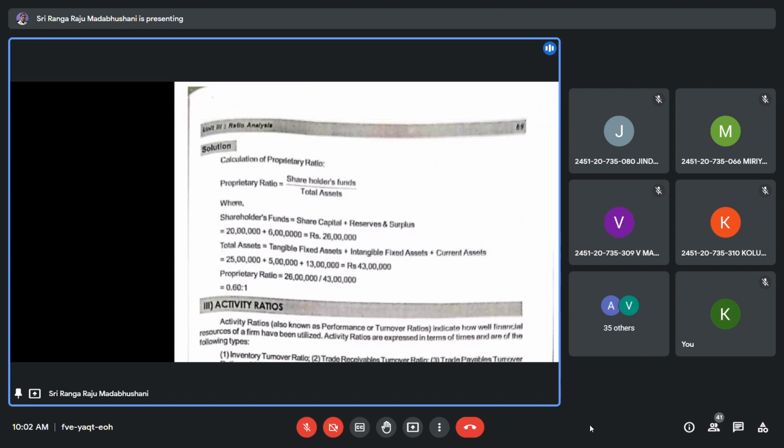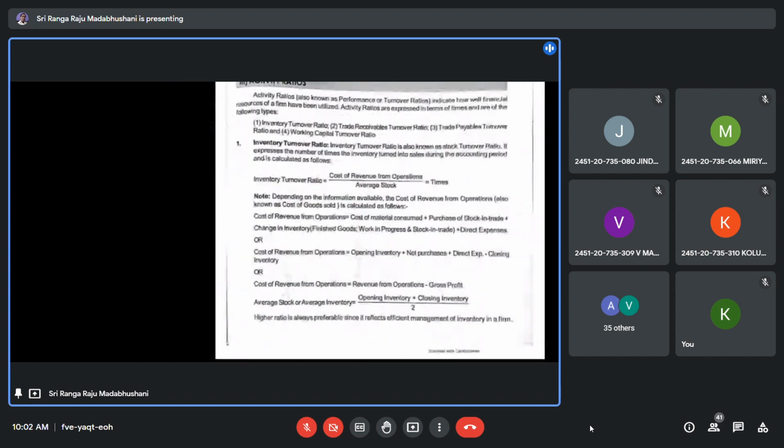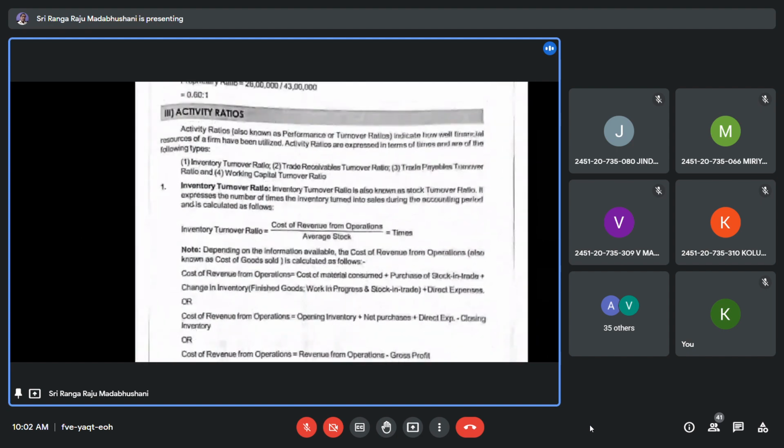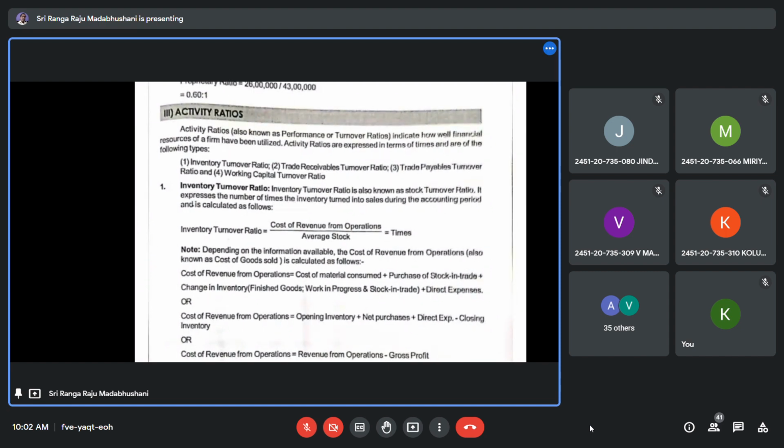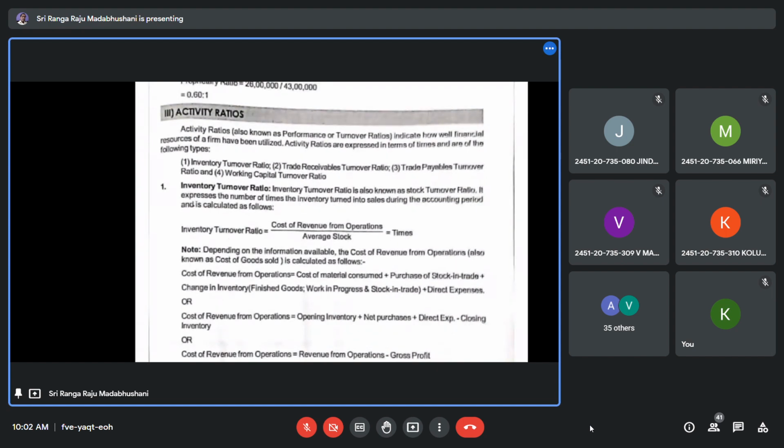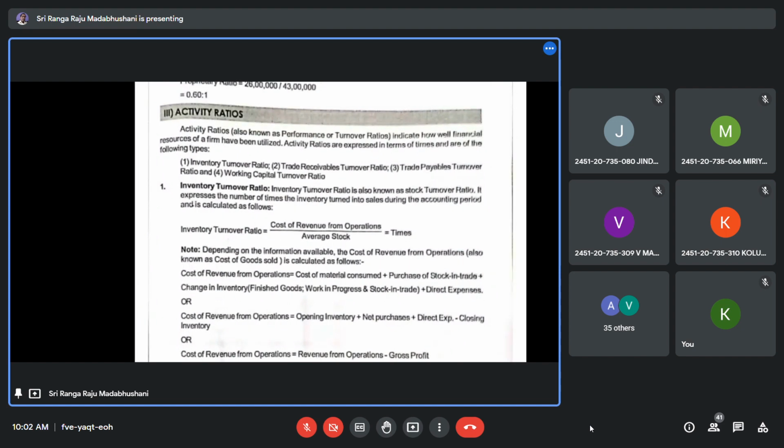So by this we completed all the balance sheet ratios. Now we are going to see the activity ratio. From the trading account and profit and loss account, we are going to check the financial performance of the firm. Earlier we had seen financial position, short-term liquidity and long-term liquidity. Insolvency means long-term liquidity. Short-term is current assets, current ratio, quick ratio. Now activity ratio. So this is performance.